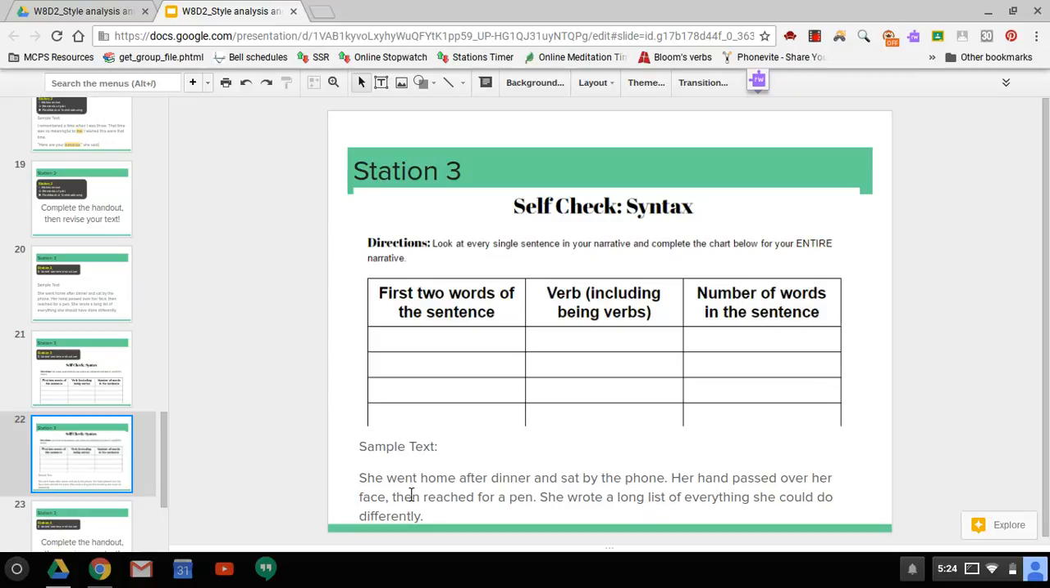Okay, if we're just looking at our sample text here, she went home after dinner and sat by the phone. That's our first sentence. So we're going to write in here, she went. Okay, our verbs in this sentence, our main verb is went, but we also have sat. Okay, and then we're going to count the number of words in the sentence. We have 1, 2, 3, 4, 5, 6, 7, 8, 9, 10. Right, 10.